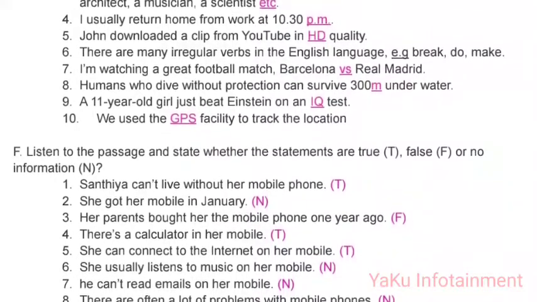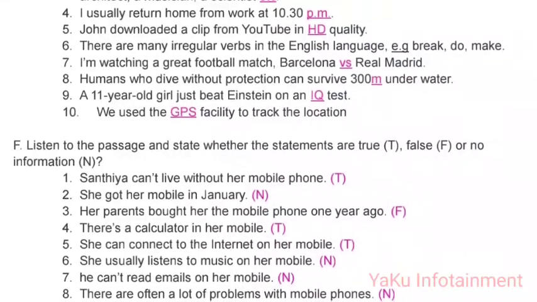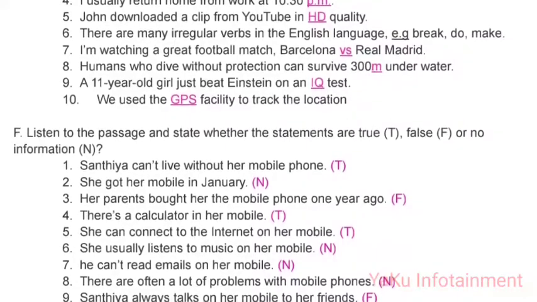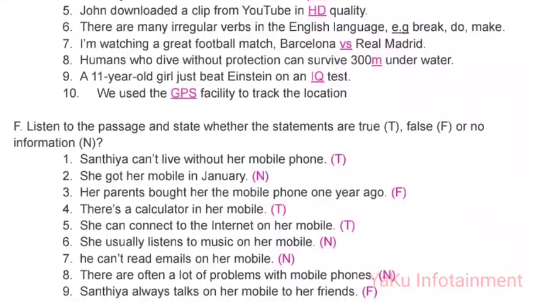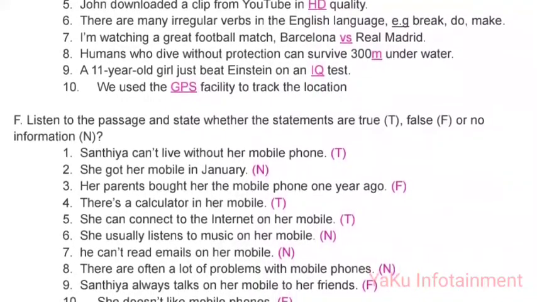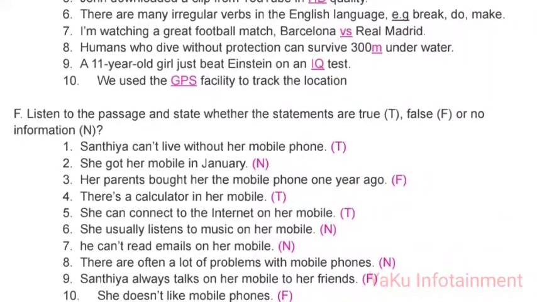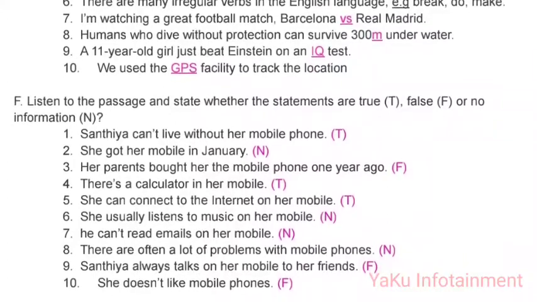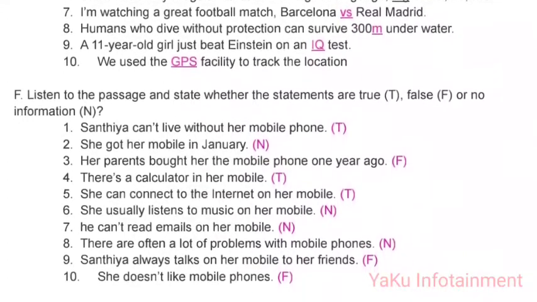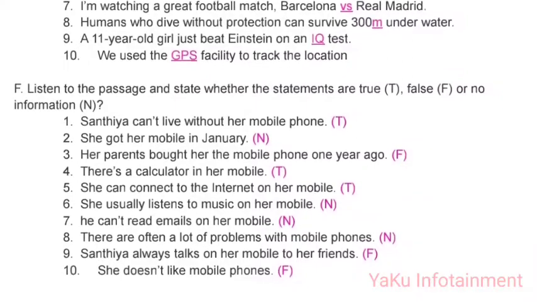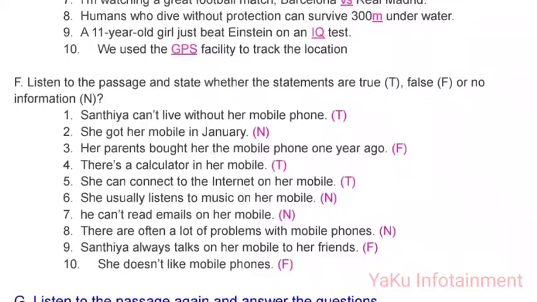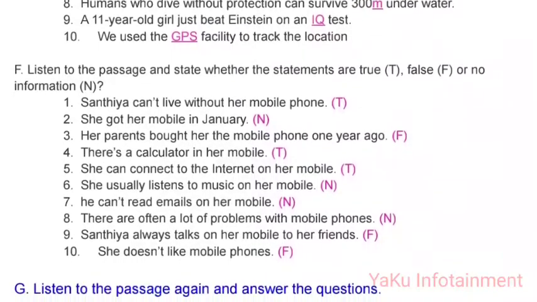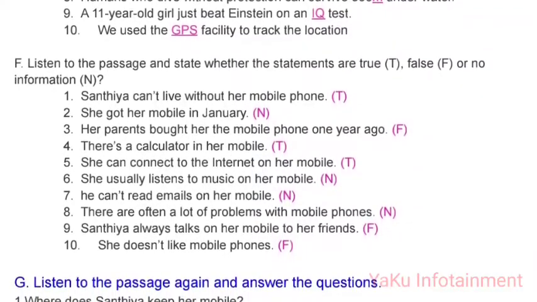I usually return home from work at 10:30 p.m. John downloaded a clip from YouTube in HD quality. There are many irregular verbs in the English language, e.g. break, do, make. I'm watching a great football match, Barcelona vs Real Madrid. Humans who dive without protection can survive 300 meters underwater. An 11-year-old girl just beat Einstein on an IQ test. We used the GPS facility to track the location.